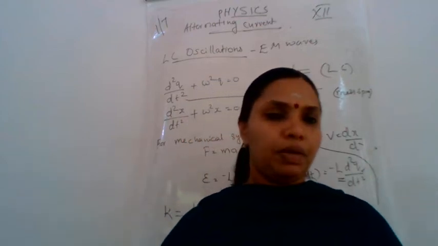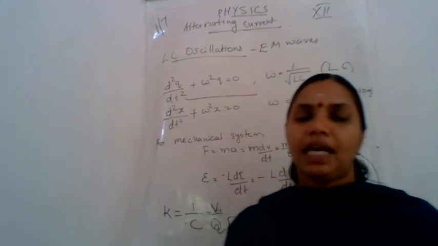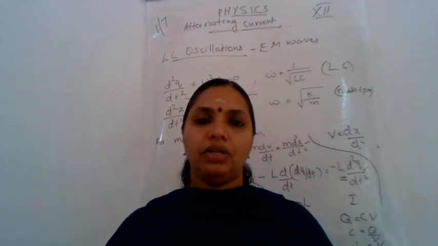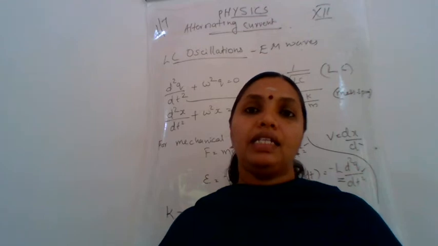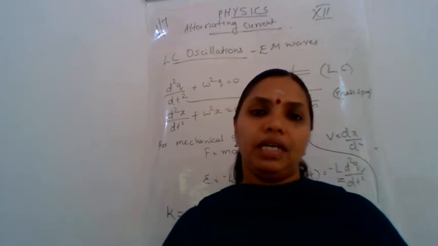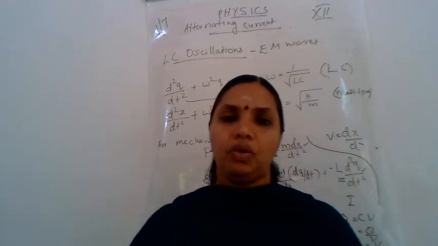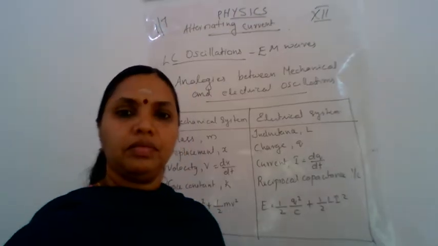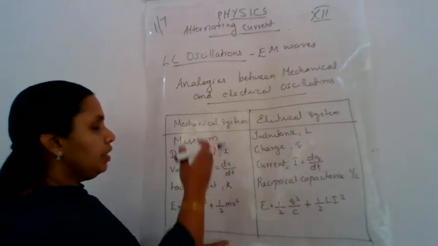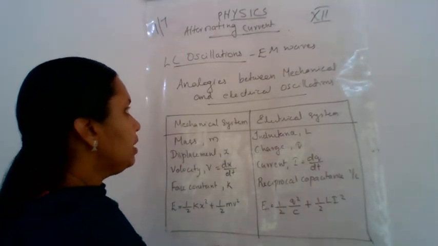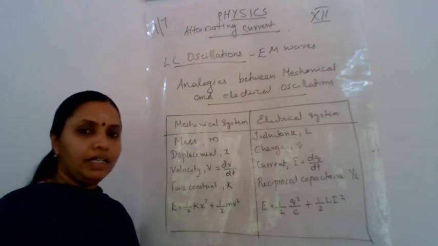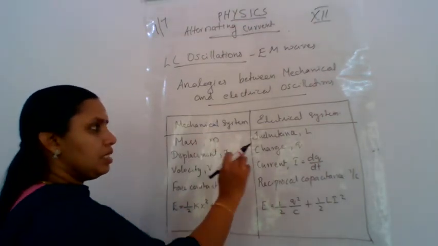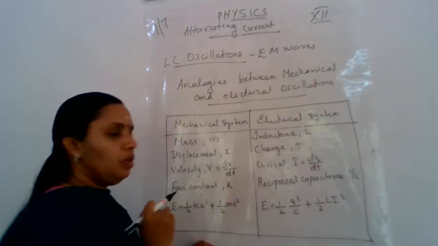Explain the mechanical analogy of LC oscillation. Mechanical analogy of LC oscillation. Here we have what we discussed, the analogies between mechanical and electrical oscillation. This is the mechanical system, that is the mass spring system, and this is our LC oscillator.